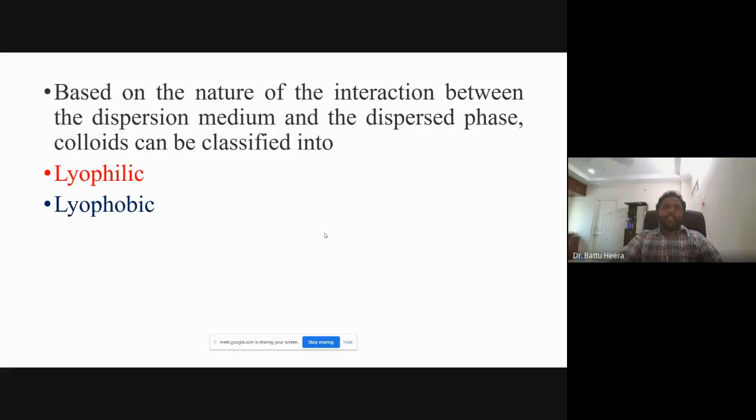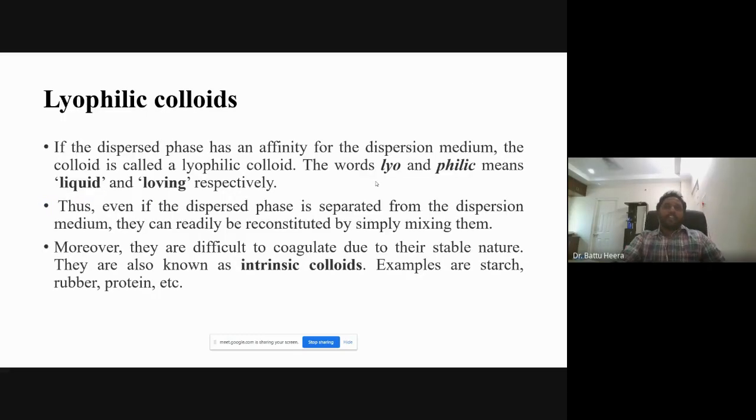Next one. Now, based on the interaction: until now we have talked about the dispersed phase and dispersion medium. So based on the interaction between the dispersed phase and dispersion medium, these are classified into lyophilic and lyophobic colloids. So lyophilic colloids: lyo means liquid, philic means loving. So if the dispersed phase has an affinity for the dispersion medium, that is, if the dispersed phase and dispersion medium are both lovers, these are called lyophilic colloids.